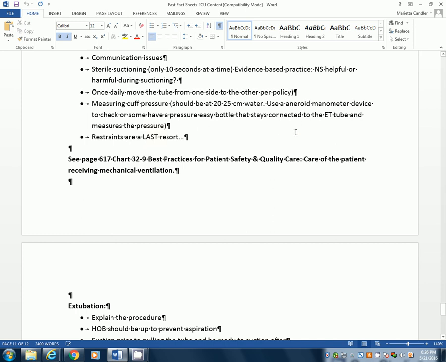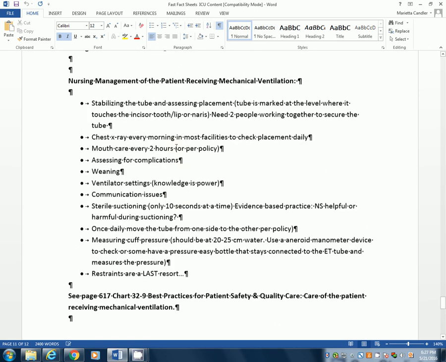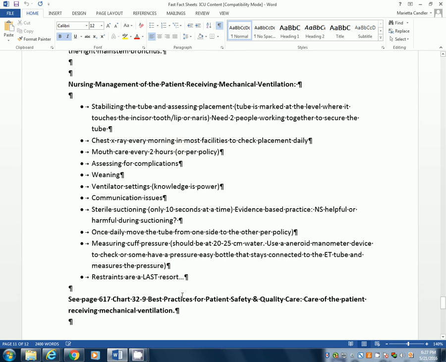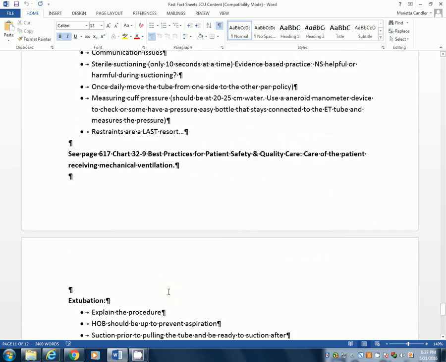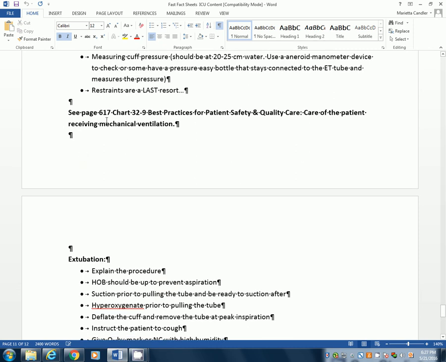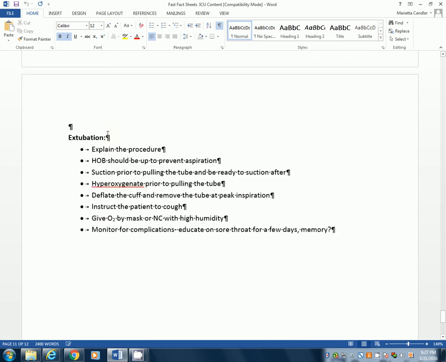And again, the first time you do that, of course, you want to make sure your nurse is doing that and you're observing so that you know how to do it. The worst thing you'd want to do is let all the air out and the tube fall out. So you want to make sure that the bulb you have blown up in there is staying up to about 10 to 25 centimeters of water. Restraints are always a last resort, but sometimes you do have to have those with people on the vent because they fight it so bad. Most of the time, restraints on the vent is considered sedation time. Again, make sure you review the chart about best practices and safety for a patient receiving mechanical ventilation.